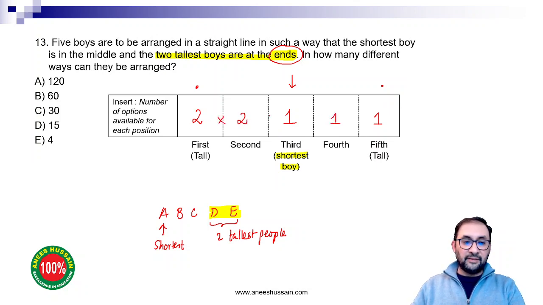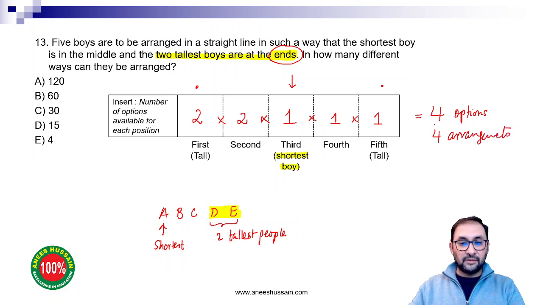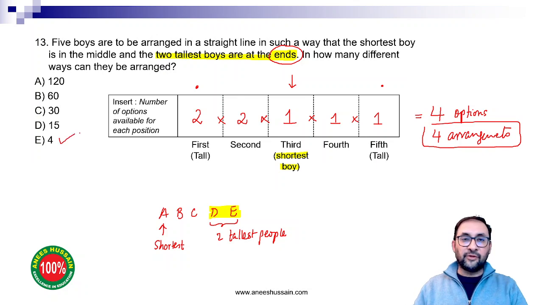And when you multiply them, 2 into 2 into 1 into 1 into 1, that's going to give you only 4 options or 4 arrangements. So the answer is going to be option E, 4. I hope this is clear to all of you.